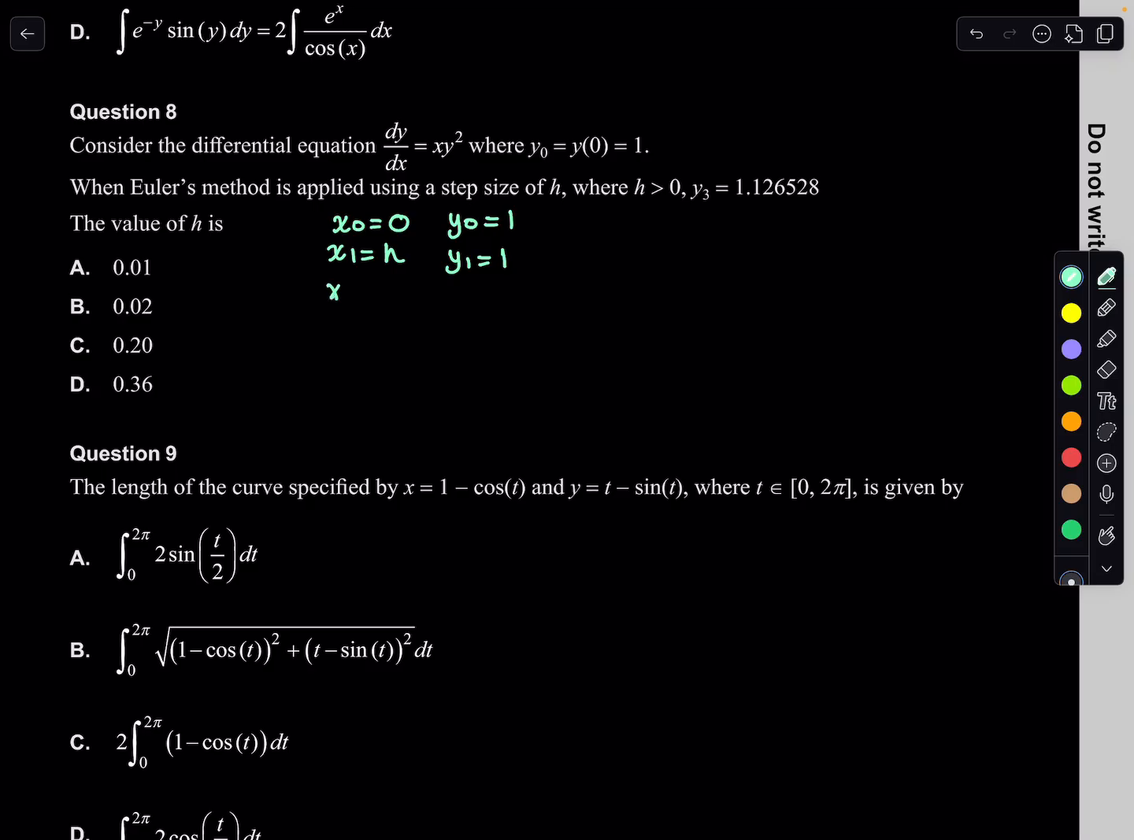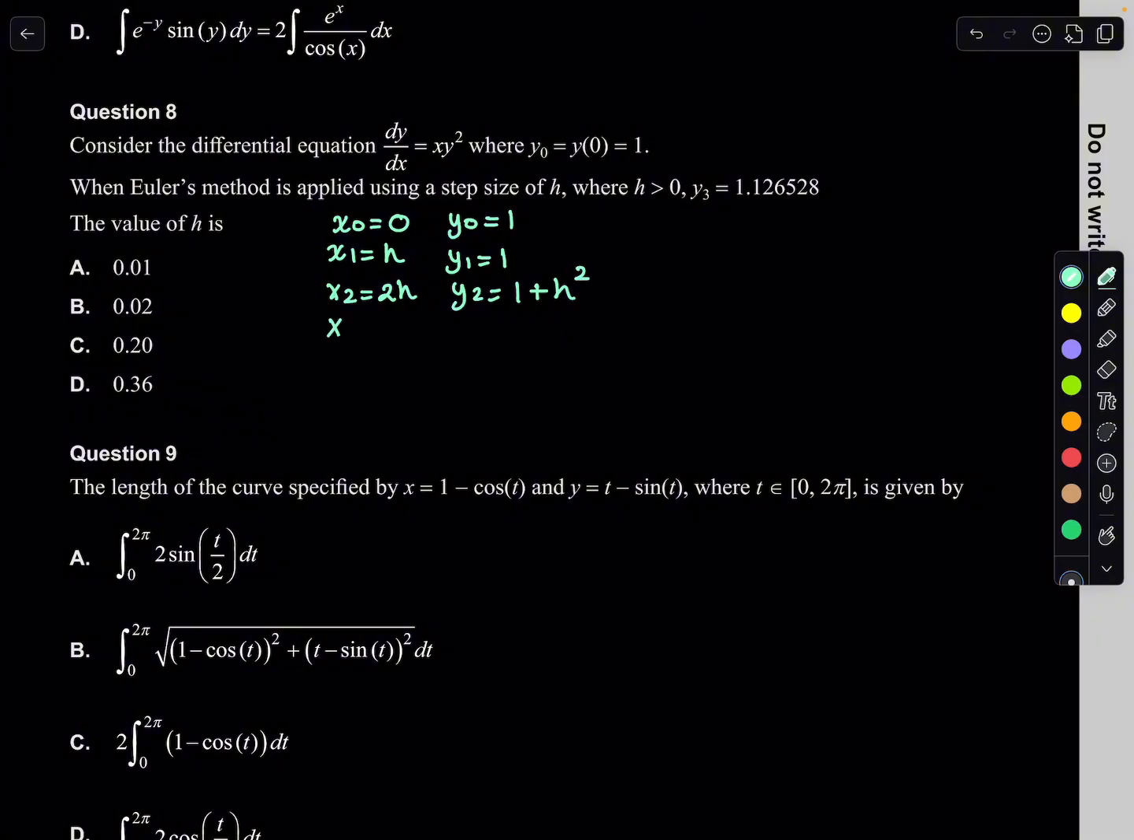And then what's our x2? Our x2 is your x1 plus another step size, so it'll be 2h now. And so y2 uses your y1: 1 plus your step size times x1 y1 squared. We know that x1 is h, so let me write that here. And y1 squared is just 1, and x1 is h. So it'll be basically h squared.